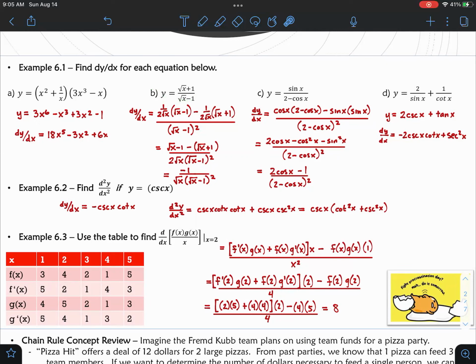Part B, this one is a quotient rule problem. So here's the first step. Now, technically, you do not need to even simplify this all the way. There's no rule in Calc BC that everything has to be simplified to a certain extent. So this would be presumably a correct answer for free response.